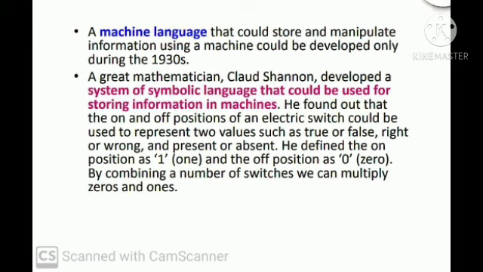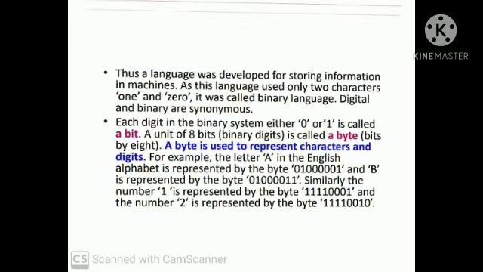Definite number of zeros and ones could represent a specified value such as digits in a number system and characters in an alphabet. Thus, a language was developed for storing information in machines. As this language used only two characters, that is ones and 0, it was called binary language. Each digit in the binary system, either 0 or 1, is called a bit. A unit of 8 bits is called a byte.